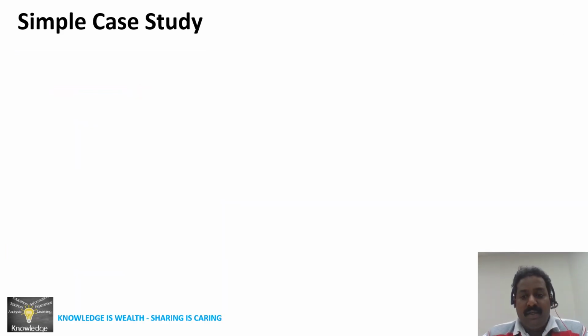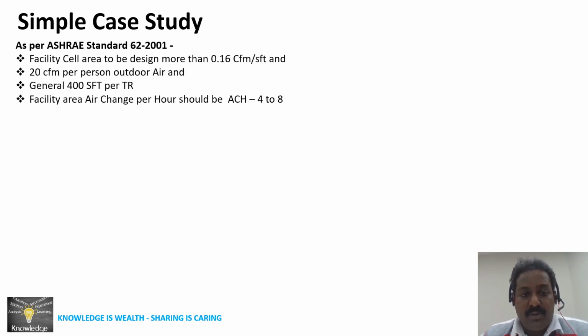Let's see one simple case study. As per ASHRAE standard 62.1, the facility sale area should be designed for fresh air of 0.16 CFM per square feet, or 20 CFM per person of outdoor air planned for the facility area. The general thumb rule is 400 square feet per TR, or 400 CFM per TR, to be designed for the AHU unit. And the facility area air change recommended by ASHRAE is 4 to 8 air changes per hour.